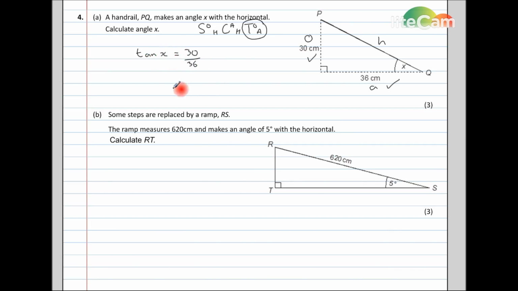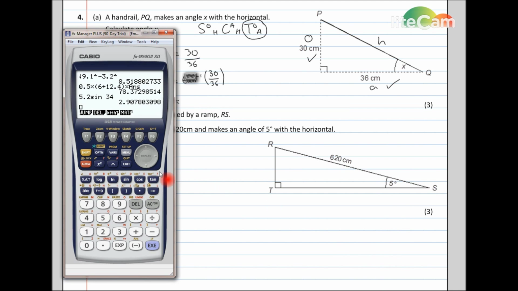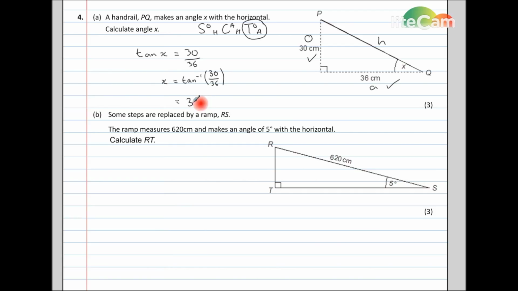If we've got tan x and we want to find x, we need to do the inverse of tan. So we're going to say that x equals tan minus 1 of, well, 30 over 36. We could cancel that down. No real need to. And if we put this into our calculator, so inverse tan, using the shift button, of 30 divided by 36, I could have used the fraction button here if I'd wanted to, is 39.8 degrees. And that's to three significant figures.